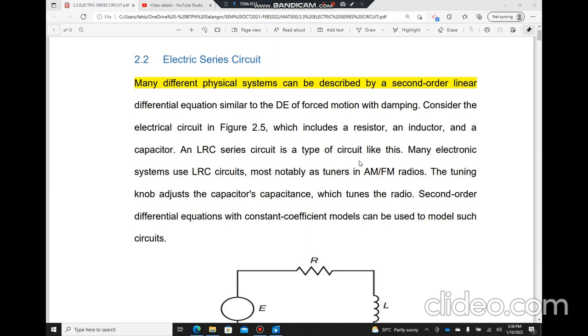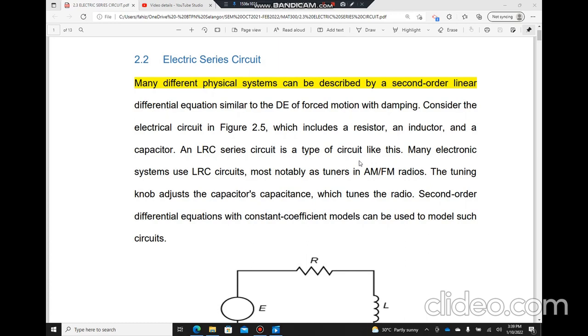Many electronic systems use LRC circuit, most notably as tuners in AM/FM radios. The tuning knob adjusts the capacitor's capacitance, which tunes the radio. Second order differential equations with constant coefficient models can be used to model such circuits.